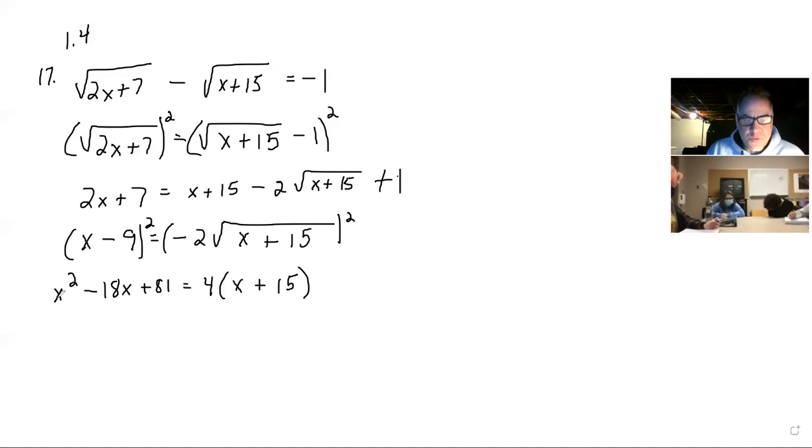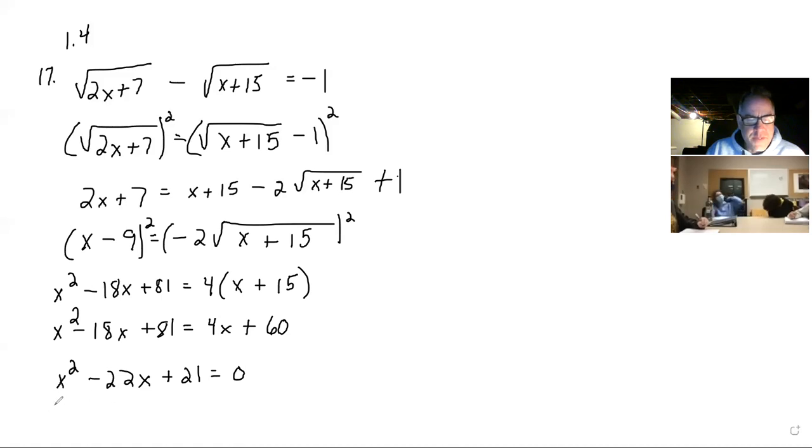We'll solve the resulting equation. It's quadratic. Distribute the 4, which would give me 4x plus 60. That's 4 times 15. It's quadratic, so we'll set it equal to 0. Hopefully it's factorable. Bringing the 4x over would give me a negative 22x here. And bringing the 60 over would give me plus 21, and equals 0. And yes, that is factorable. It would be an x minus 21 times an x minus 1.